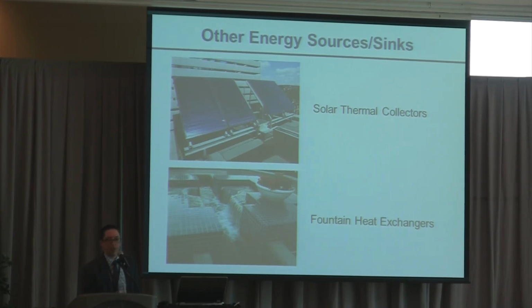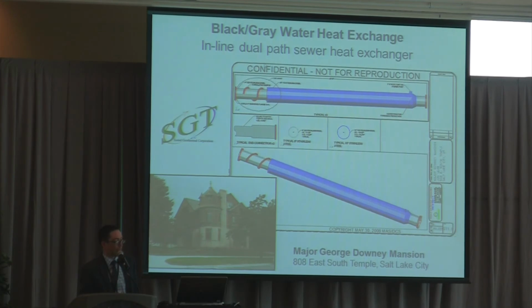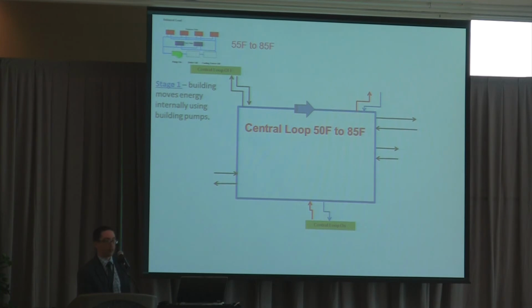Fountains can become a viable heat rejection device. That's in use in several places. And this is one that we always like, but it's a gray water heat exchanger that essentially replaces a section of sewer pipe on a project in downtown Salt Lake City and recovers waste heat from the sewer. So again, all of these resources can be connected together, and the end result is greater than the sum of the parts individually.